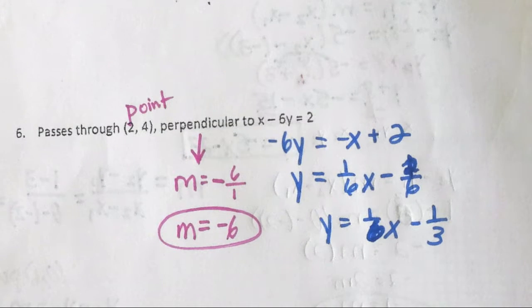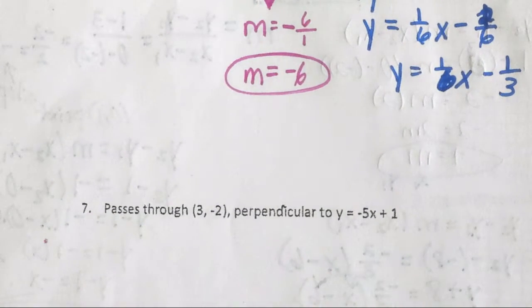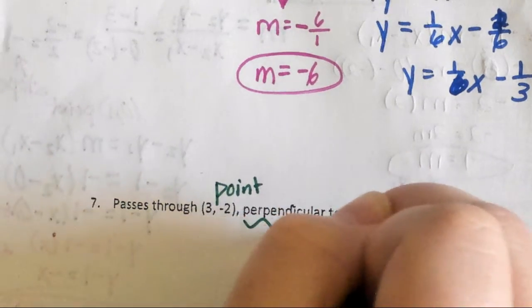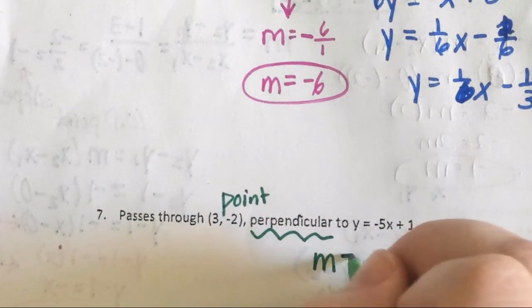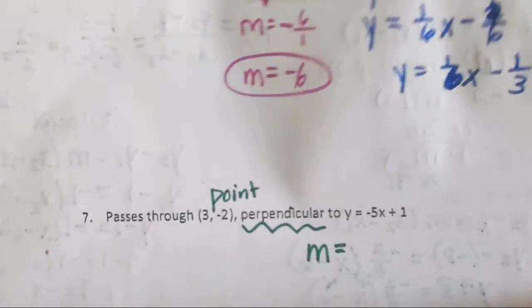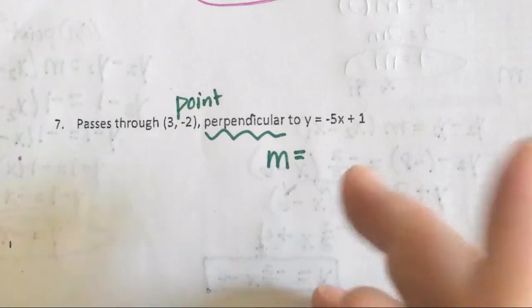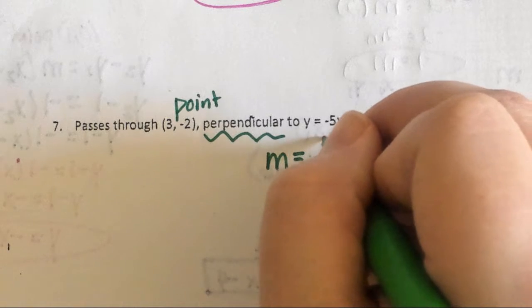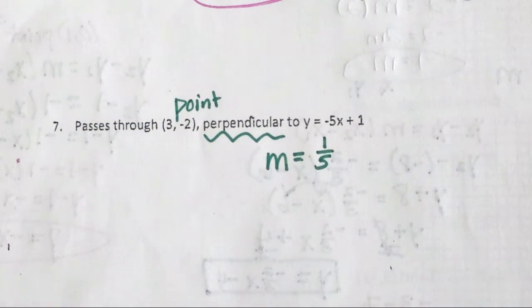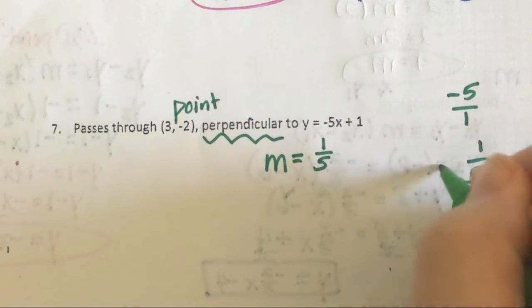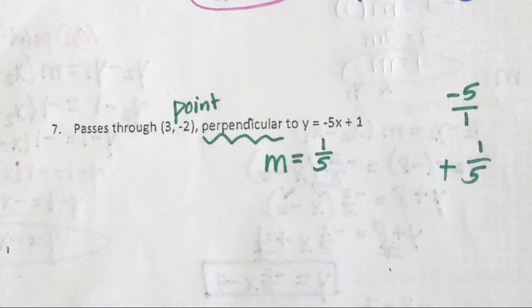Okay, table 6, here's your chance. Your group has been very quiet. Number 7 says it passes through a point, and it's supposed to be perpendicular to that line. So what is the slope of our line that is perpendicular to -5x plus 1? You flip it, and you change the sign, so it is positive 1/5, and your group gets a point. It was -5 over 1. We flipped it, and we changed the sign, so we got positive 1 over 5. Good.